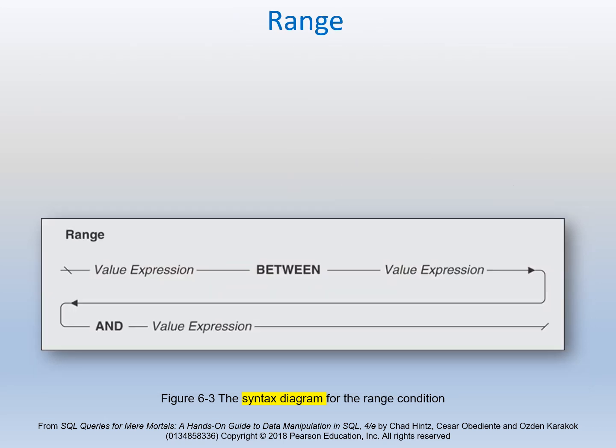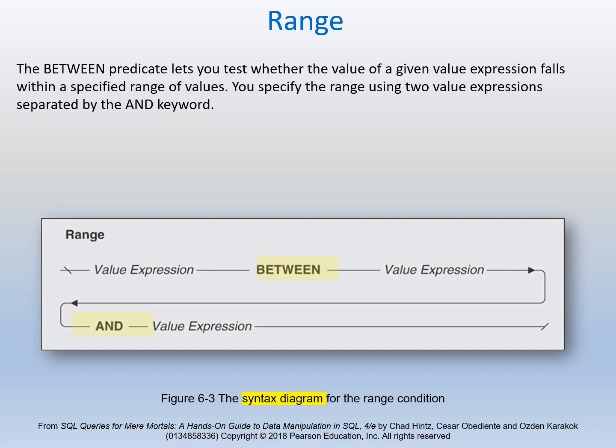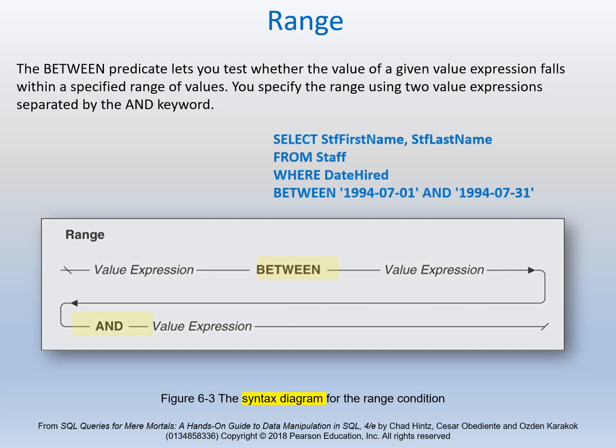We can do comparisons to a range of values by using the between and the and keyword. For example, select first name, last name from staff where date hired between July the 1st, 1994 and July the 31st, 1994.